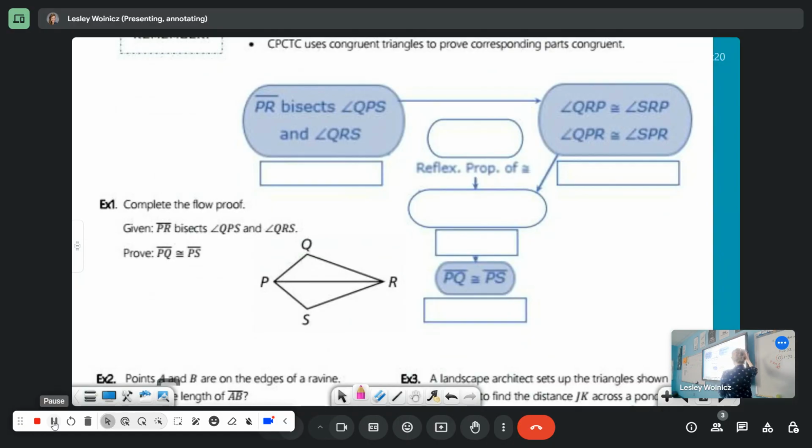All right, so we are given that PR is bisecting angle QPS and angle QRS. This is given.